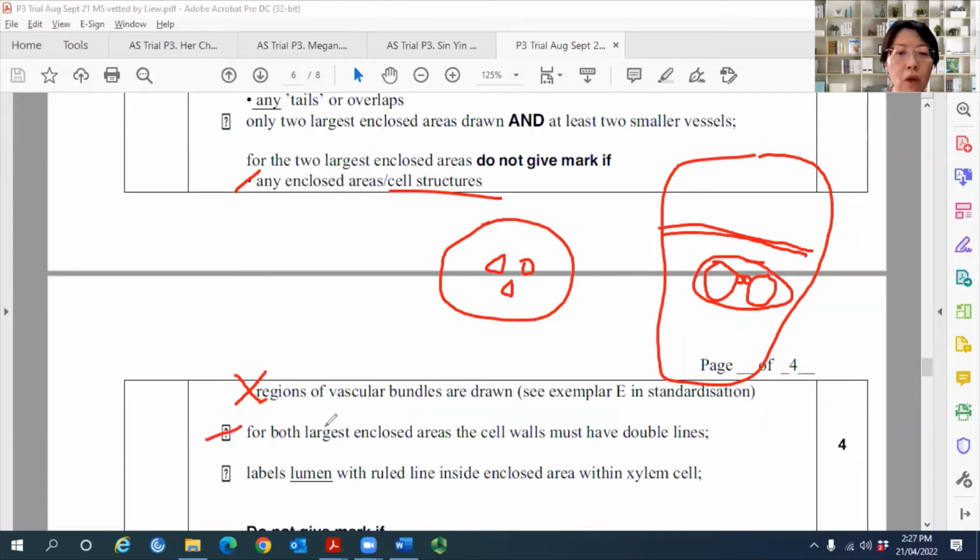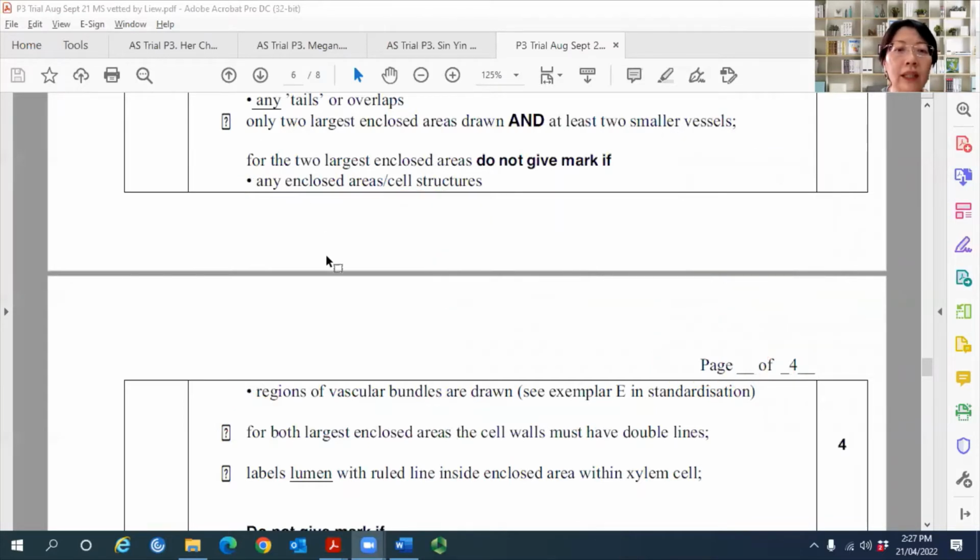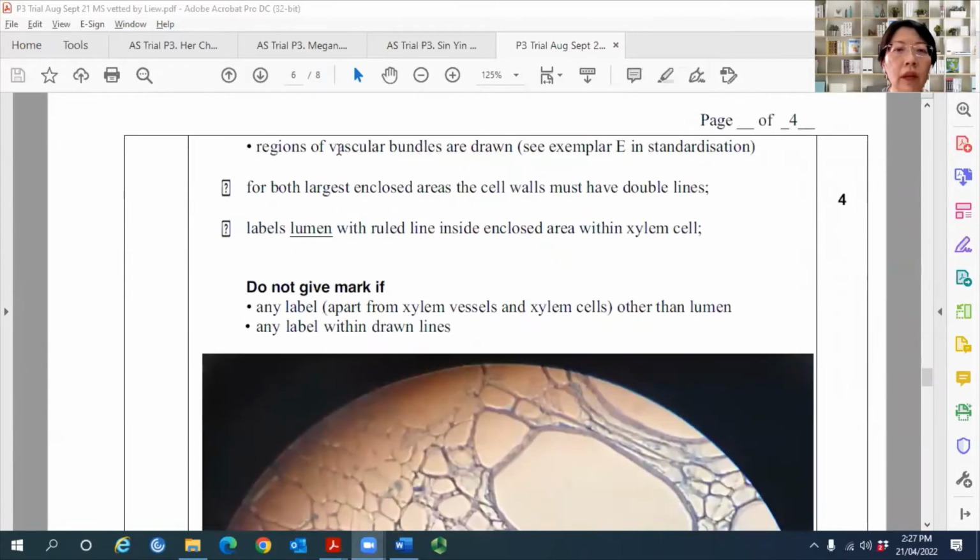Then for both largest enclosed area, the cell wall must have double line because the cell was thick enough for you to draw it with a double line. Okay, and then label lumen with rule line inside enclosed area within the xylem vessel. Do not give mark if any label. If you label any other thing than lumen, that means you're not answering question. That means I will not give this mark even though your lumen is correct.